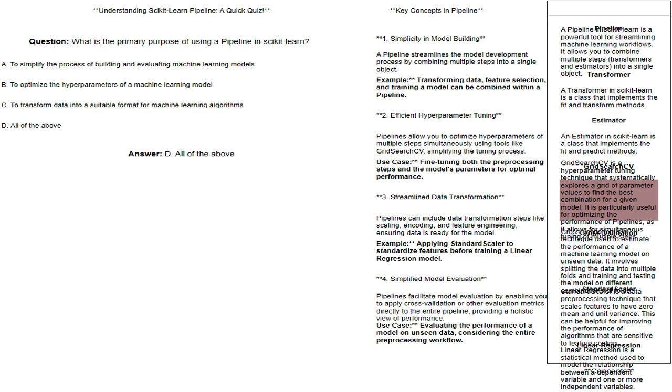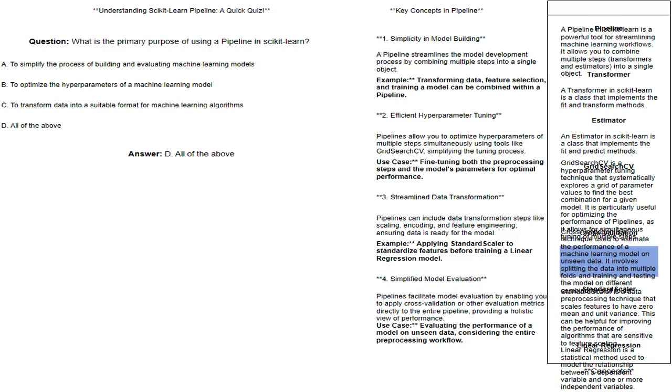Cross-validation. Cross-validation is a technique used to estimate the performance of a machine learning model on unseen data. It involves splitting the data into multiple folds and training and testing the model on different combinations of folds.